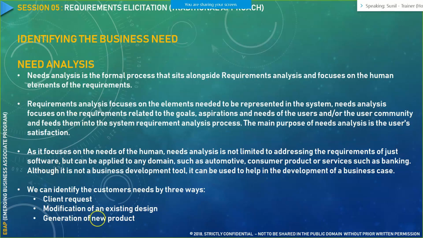Now essentially, projects or customer needs are categorized in three ways: user requested or client requested, modification to an existing design, or generation of a new product. A new product is like you are building a product from scratch, there was no other product available at that point of time with that particular business sponsor. Modification of an existing design is like the system was already there, but the business sponsor wants to upgrade that system to a newer version. So that is another category of need.